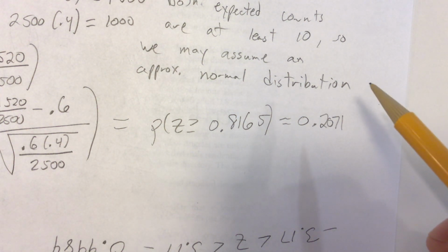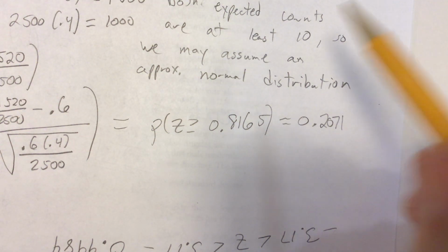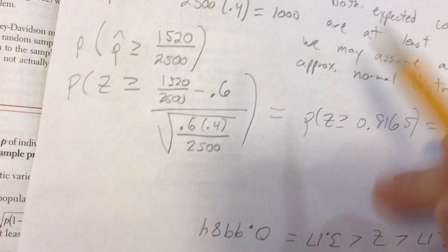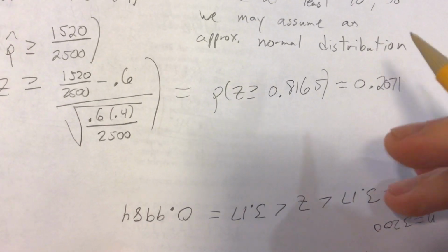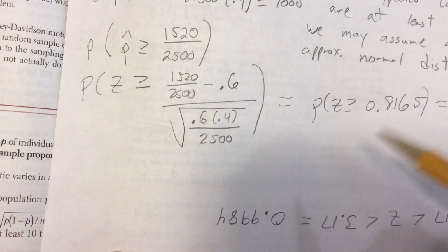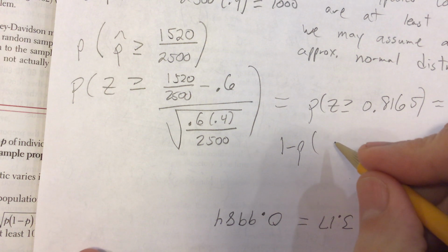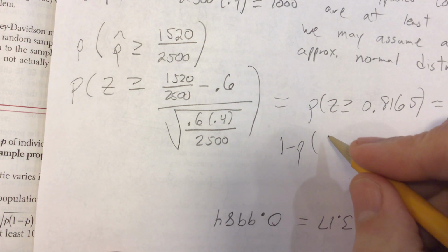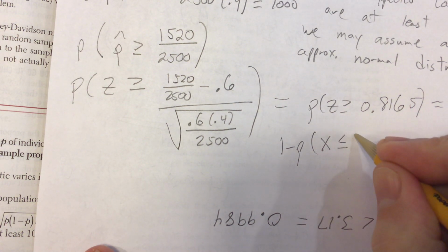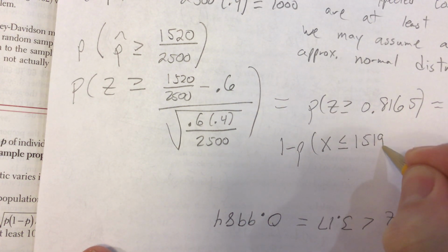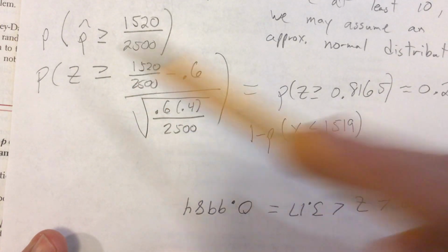If you want to, go ahead and use the binomial CDF in your calculator. Make sure you realize this is a greater than, right? This is a right tail, and the binomial CDF in your calculator is less than or equal to. So if you wanted to do the binomial CDF, you would do 1 minus the probability that x is less than or equal to 1519, right? Because 1520 should be included in the answer.